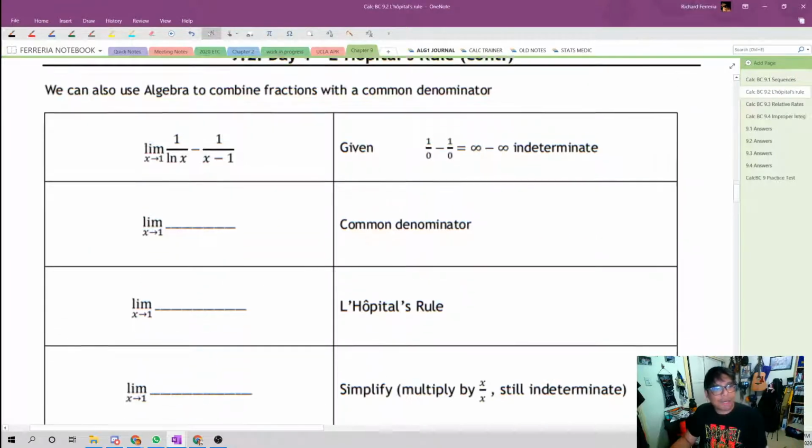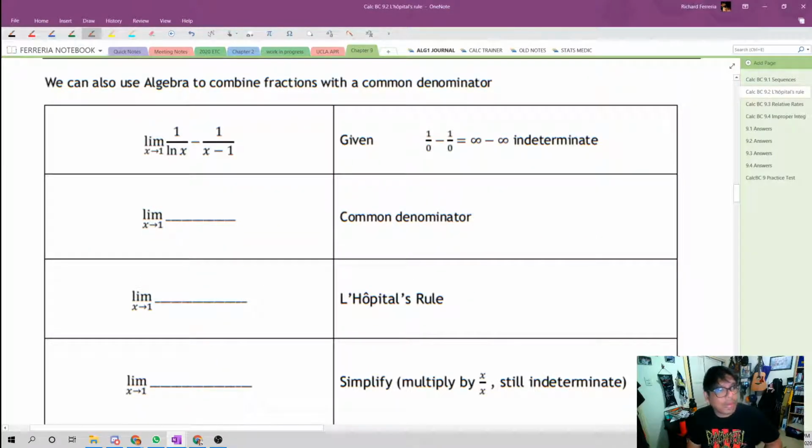And then this is another type. We've got 1 over natural log of x, minus 1 over x minus 1. This time x is going to approach 1. Now the natural log of 1 is 0, so this is 1 over 0. And 1 over x minus 1, that's also going to be 1 over 0. And maybe we don't know it, but 1 over 0 basically goes to infinity. So what you're looking at in essence is infinity minus infinity, which is one of those disguised indeterminate forms.